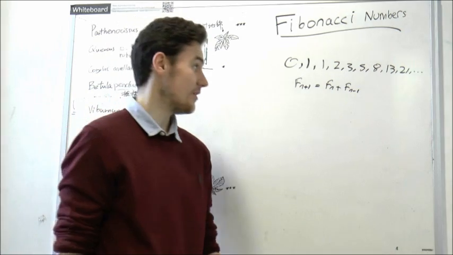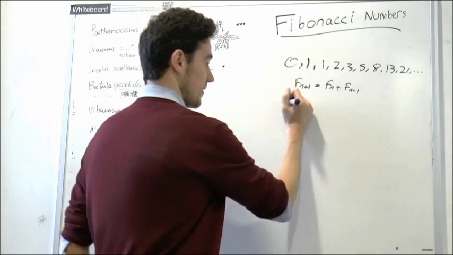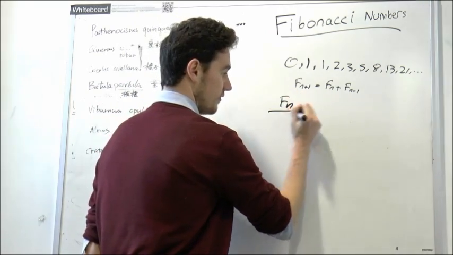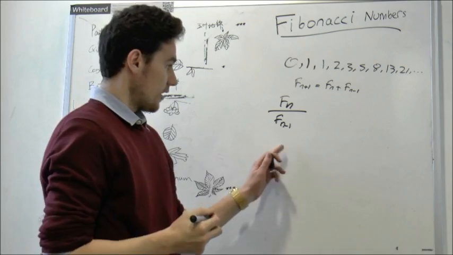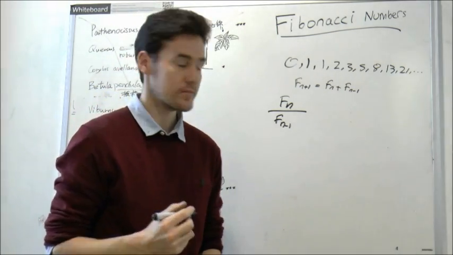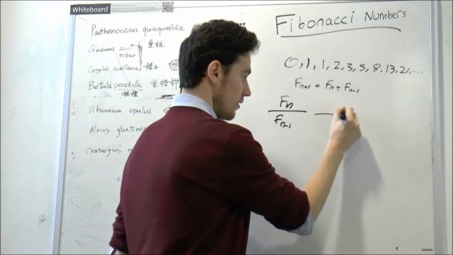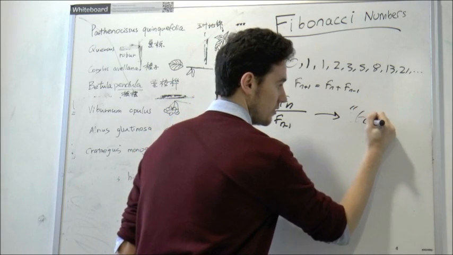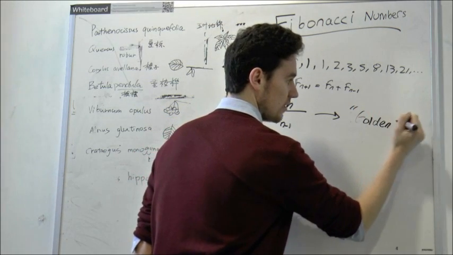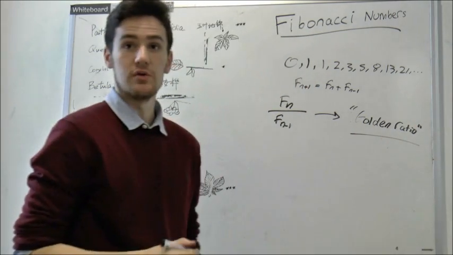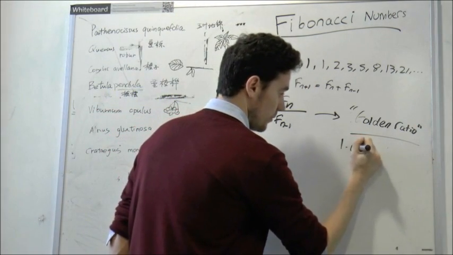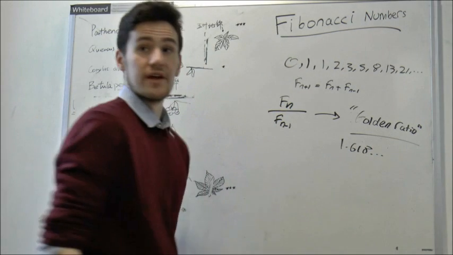But Mike, what's so special about these numbers? Well, if we take the calculation of f of n over f of n minus 1, as n gets increasingly larger, this number will tend to what is known as the golden ratio, which is 1.618.